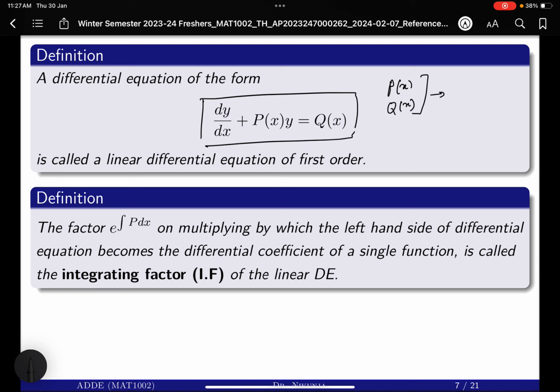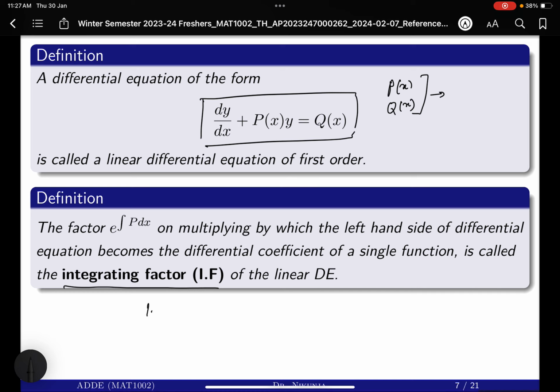If the equation is not given in this form, somehow one can convert it into this form. Some equations are there, we'll see gradually, which you can convert into this form if they are not given in this standard form. Now to solve this equation, one factor is required, known as the integrating factor. That means if you multiply the integrating factor with this equation, the equation is immediately solvable.